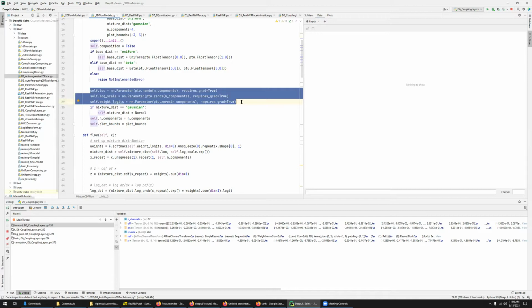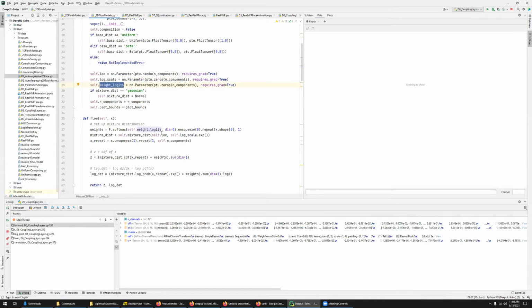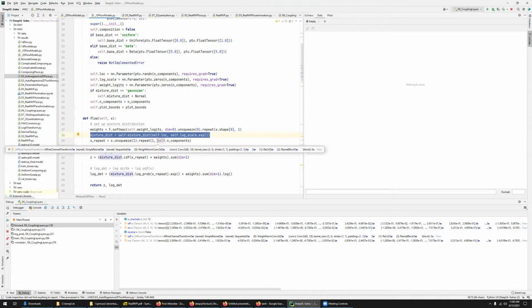the neural network's trainable parameters are the log, which is the mean of the Gaussian, since it's a mixture of Gaussians. Log scale is the standard deviation in log, I guess, and then weights. So when we flow through it, you have the weights, you softmax it because it has to sum to 1, and then you just run it through the mixture distribution. Right, where does x go in? X goes in here somewhere.